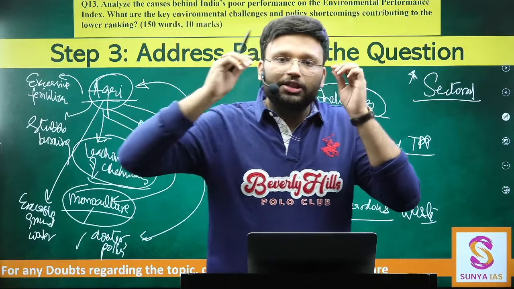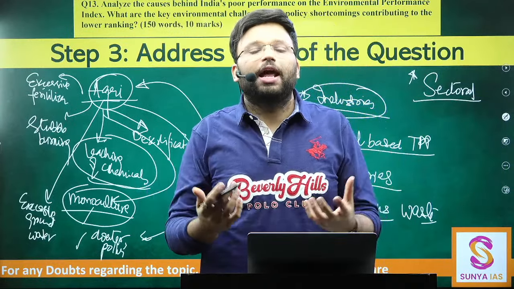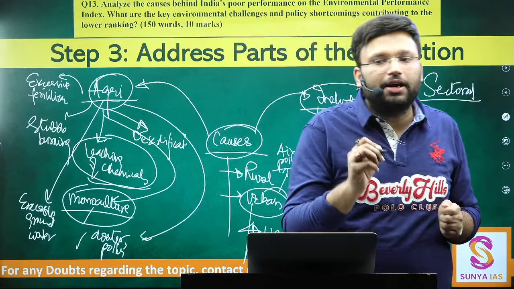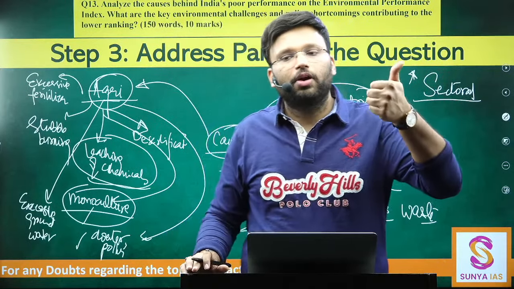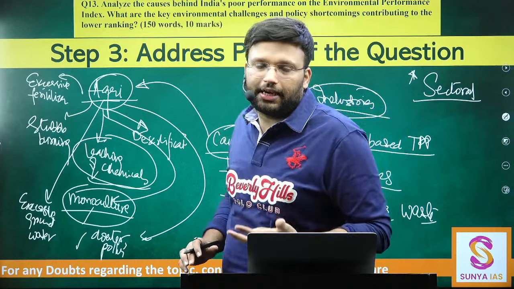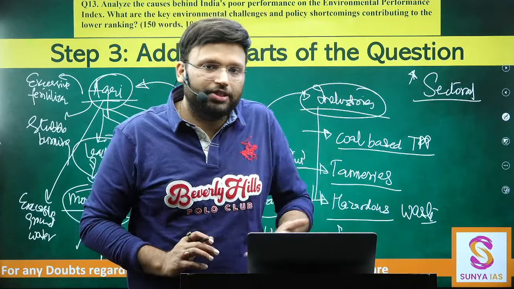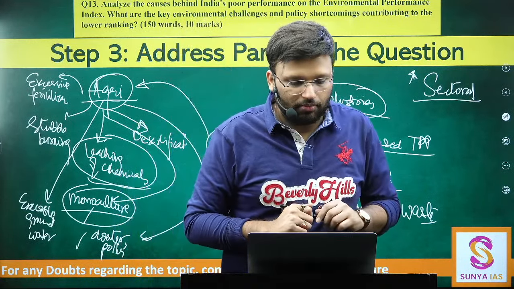So the question is asking us why there are causes for poor ranking. First, we can show what the indicators of poor ranking are, how air quality is low, how water pollution is there, how land degradation is there, how biodiversity is decreasing, and then we can show these causes. Okay.